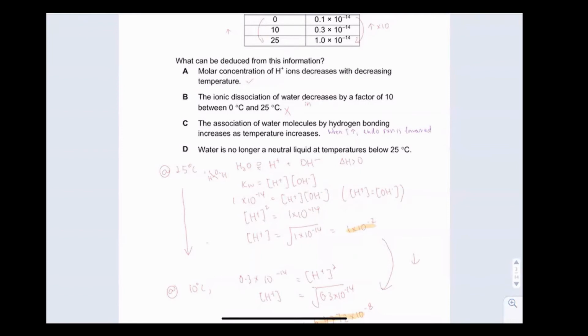And in this reaction, the forward reaction is endothermic. Therefore, the POE, point of equilibrium, shifts to the right.